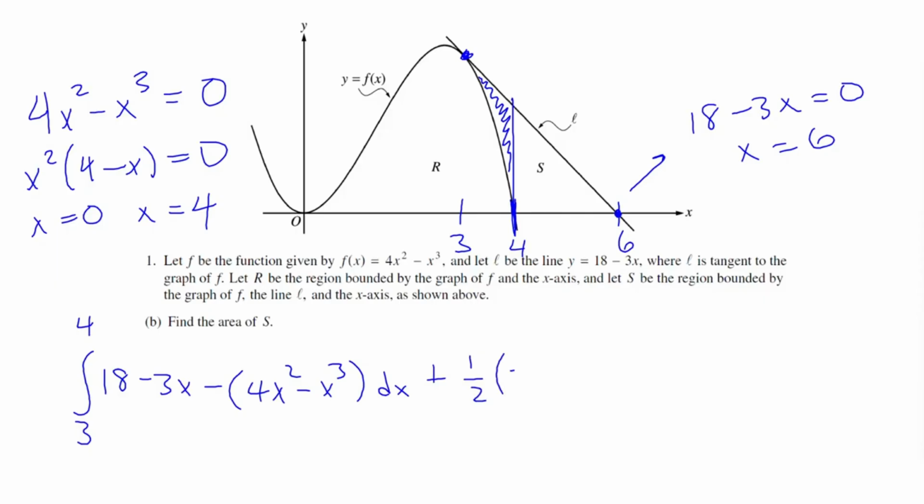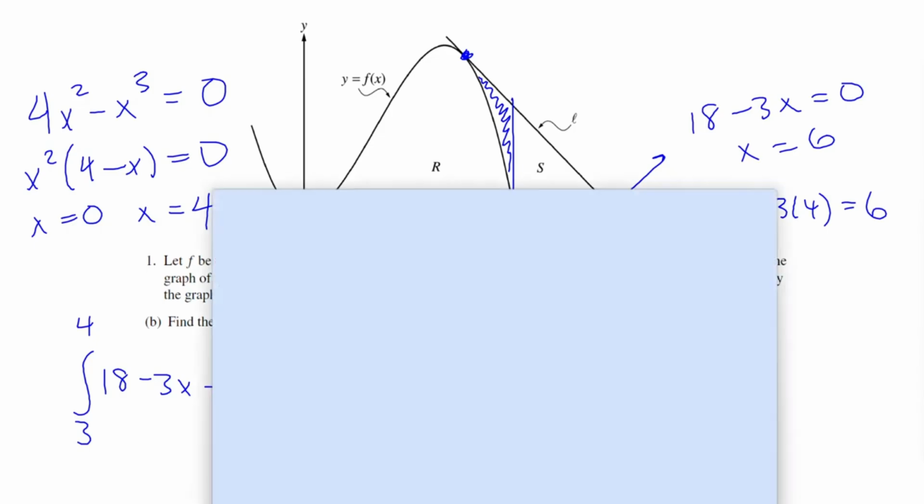It's got a base of 2, and at x equals 4, right, 18 minus 3 times 4 is 18 minus 12, which is also 6. So we could just put in a 6 here as our height. And so we could see then that we're just going to evaluate this integral, and that should give us our value. So we'll use our calculator to do this.